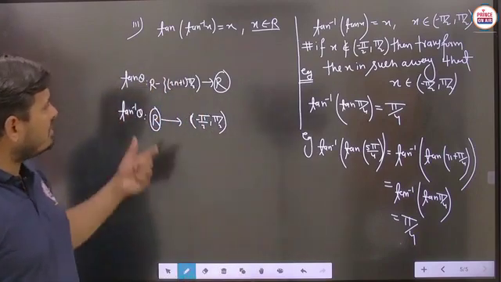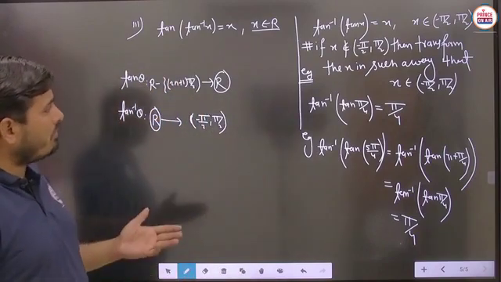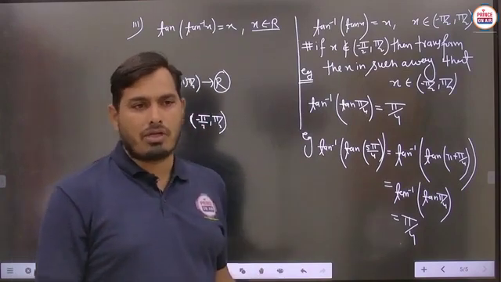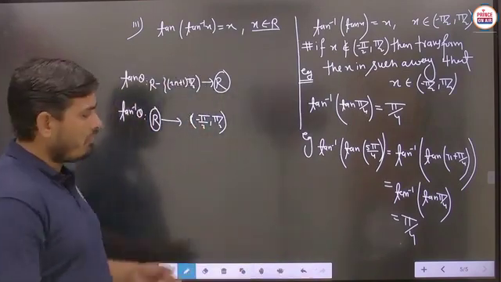Next we will discuss this property for the cot function, similarly for the sec function, and similarly for the cosec also. So now we will write each and everything here.